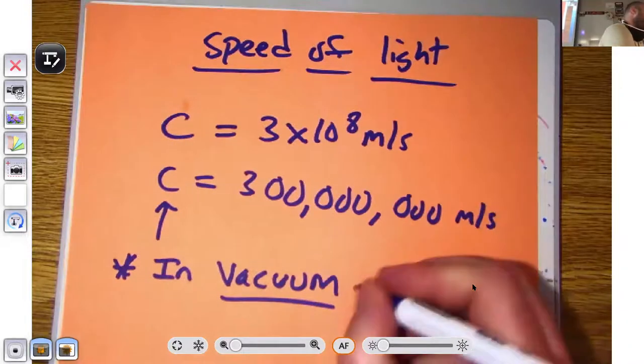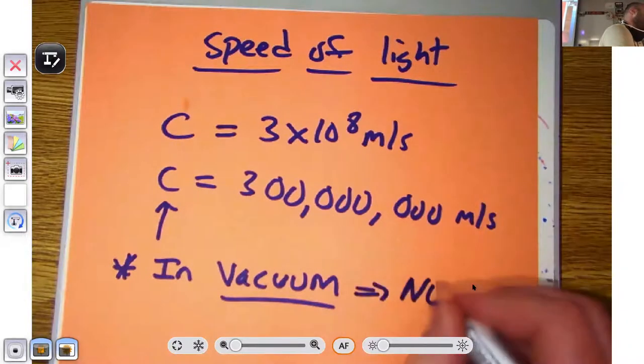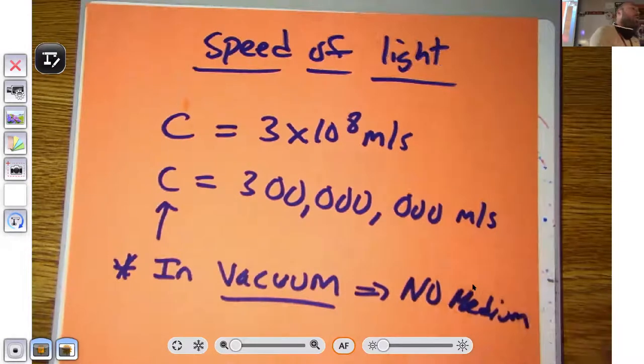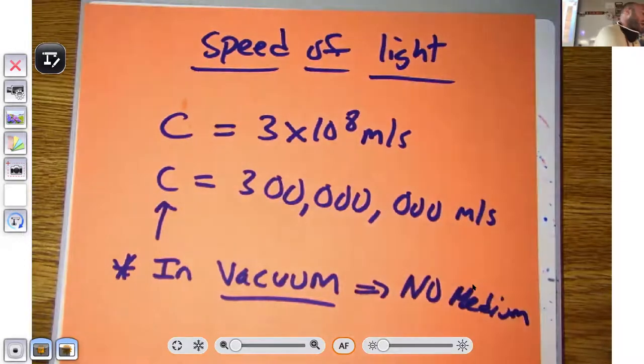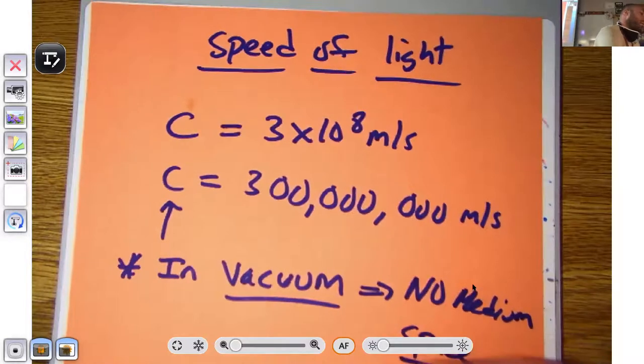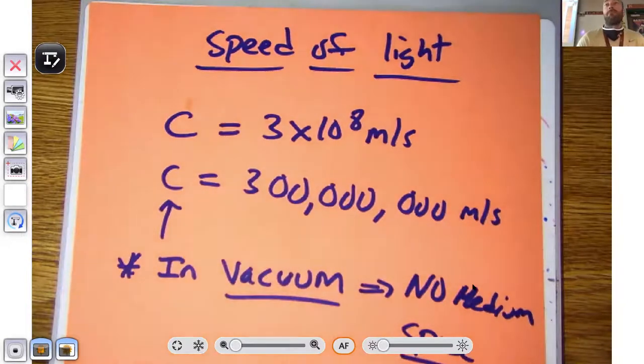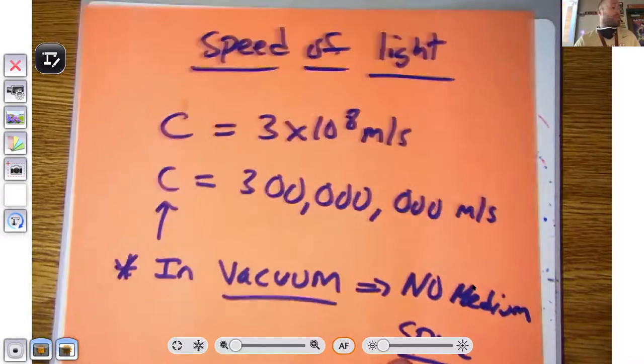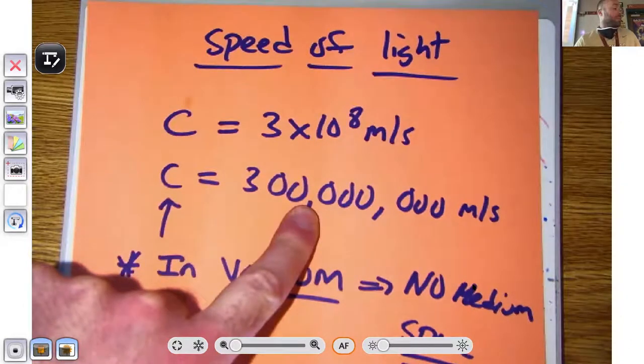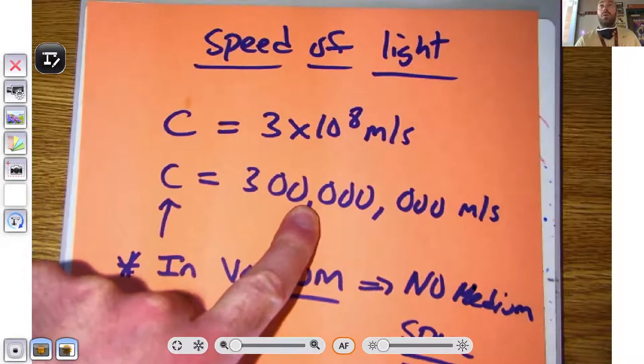Basically, in a vacuum just means that there is no medium through which it is traveling. A perfect example of that would be outer space. As the light is traveling from the sun to the earth, it is traveling through the vacuum of space, and it is traveling at 300 million meters per second.